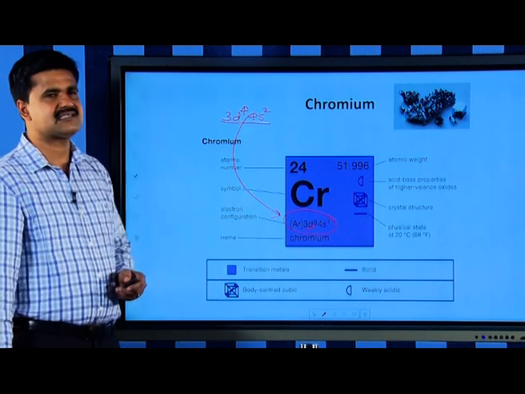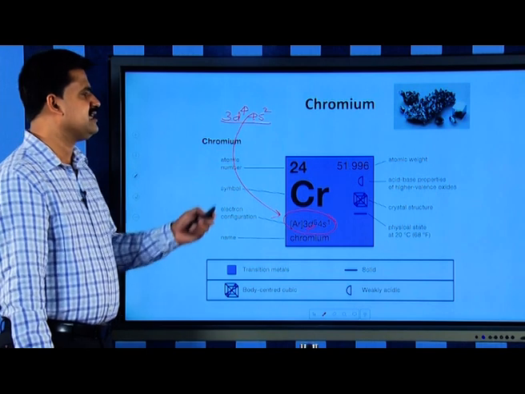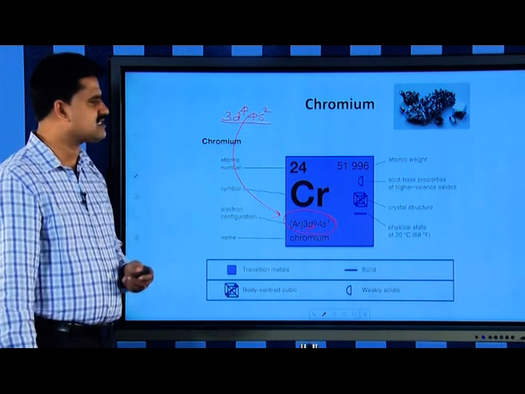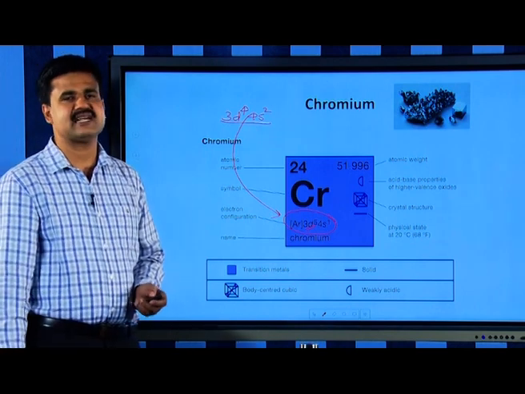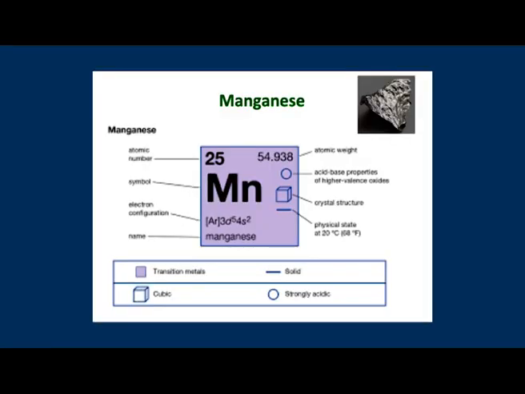Its atomic weight is about 52. It also exists as a crystalline solid, and that crystal structure is body centered cubic. Another transition metal belonging to the 3d series is manganese with atomic number 25. The electronic arrangement is argon core 3d5 and 4s2 arrangement. It crystallizes in a cubic crystal lattice with atomic weight of about 55.